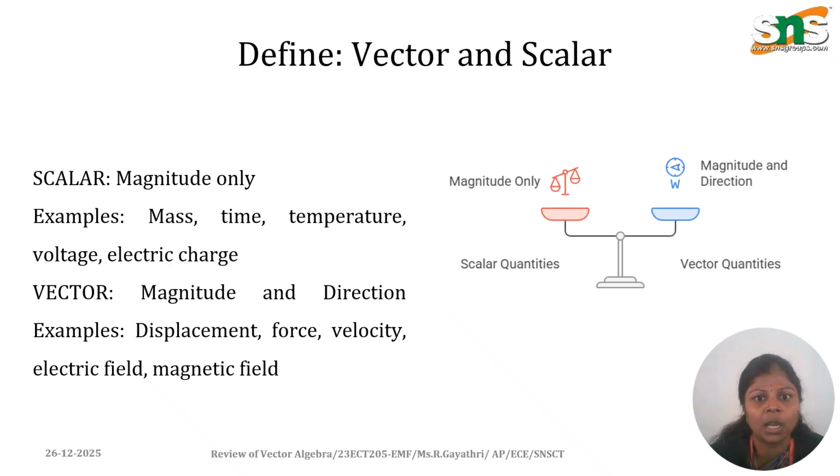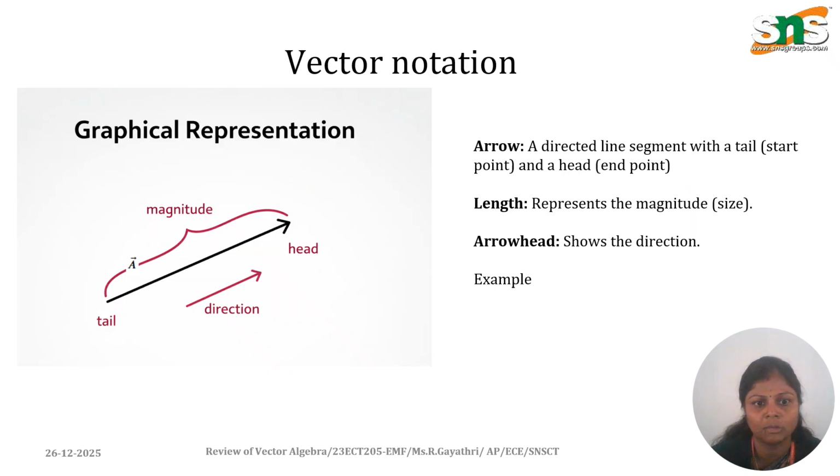Coming to vector and scalar quantities, a scalar represents magnitude, with examples such as mass, temperature, volume and time. Whereas a vector quantity is associated with magnitude and direction, so it can be related to the electric field, magnetic field, electric flux density and magnetic flux density.